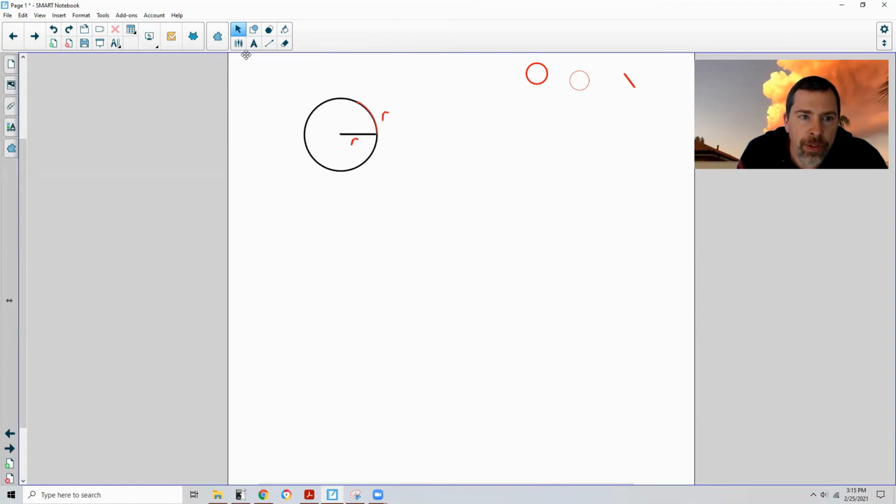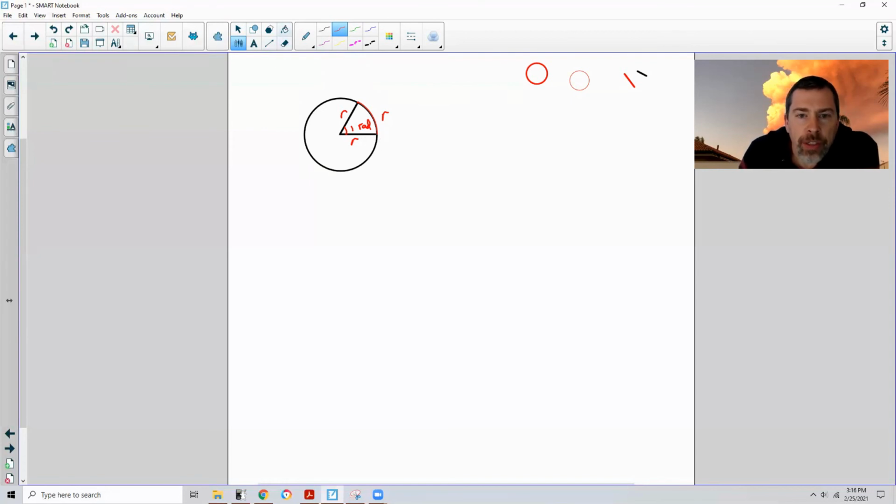Now I'm going to take another segment and draw a line segment over to here. So now I have another radius, length r. This is a length of r, this is a length of r, and this is a length of r. Well, guess what this angle measure is right here? It is 1 radian. Okay, that is 1 radian. You probably still are wondering, what in the world is a radian?